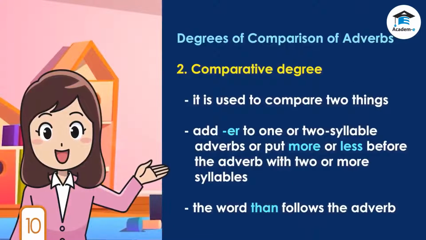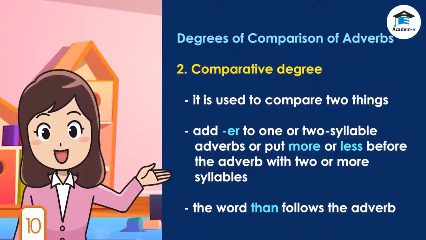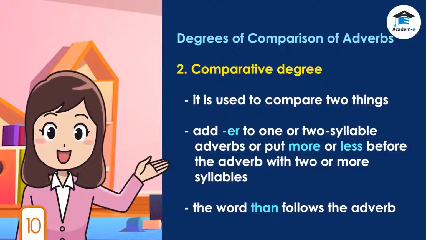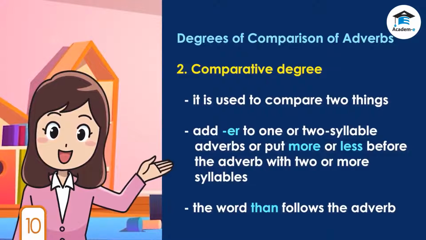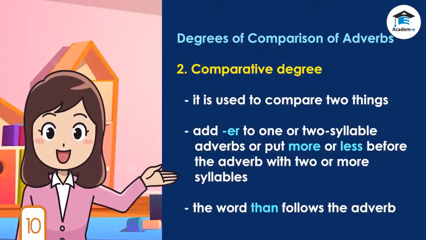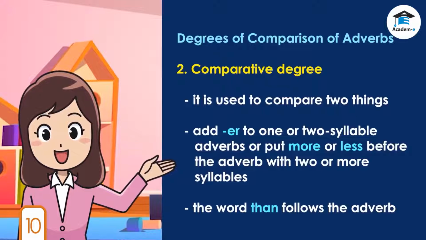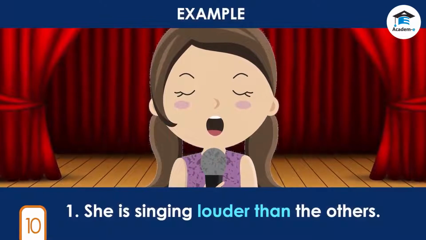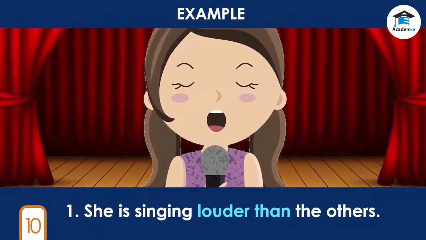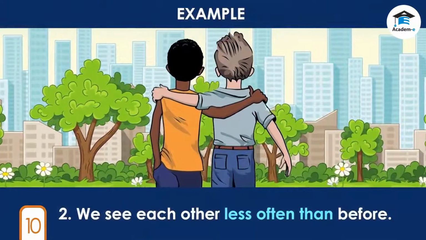Comparative degree. It is used to compare two things. To form the comparative degree, add er to one or two syllable adverbs or put more or less before the adverb with two or more syllables. The word than follows the adverb. Examples. She is singing louder than the others. We see each other less often than before.